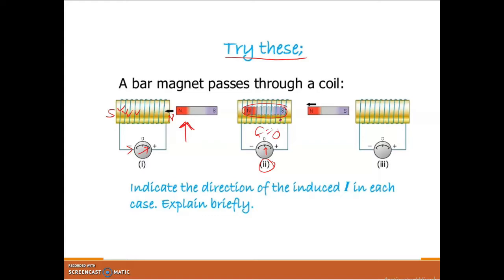For this one, the permanent magnet bar is moving away from the loop. So there will be a decrease in magnetic flux. But what does Lenz's law say? Lenz's law says it will oppose the changes. So the pole near the permanent magnet bar will behave like a north pole, and the other side will behave like a south pole. Then using our right hand rule again, your thumb shows your north pole and your forefingers show your current. So the current will be upward. The galvanometer will be deflected to the left.